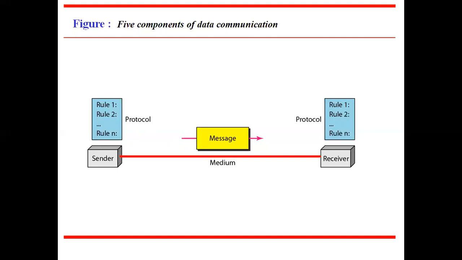Sender. It is a device that sends the data message. Receiver. It is a device that receives the data message. Transmission media. It is the physical path by which a message travels from sender to the receiver. Message is the information to be communicated. Protocol. It is a set of rules and regulations that governs the data communications.